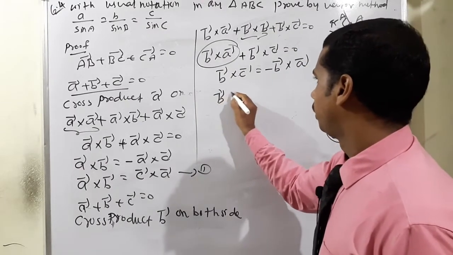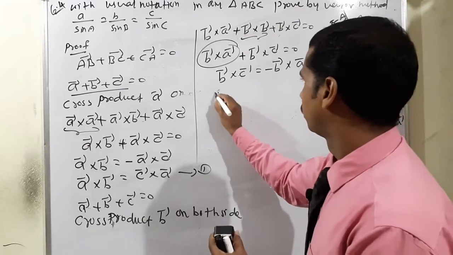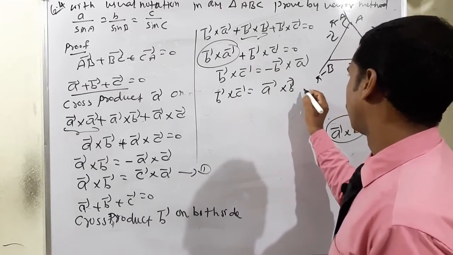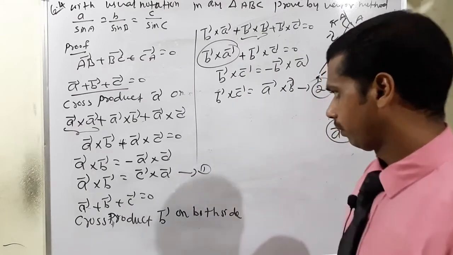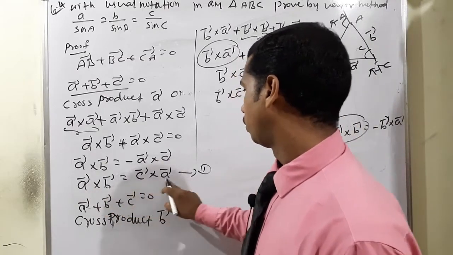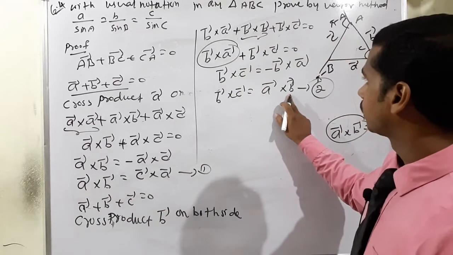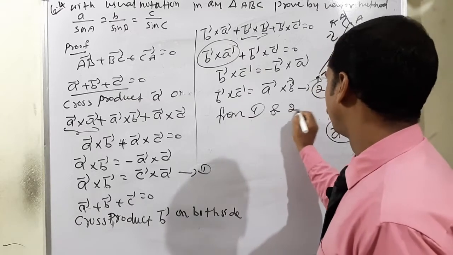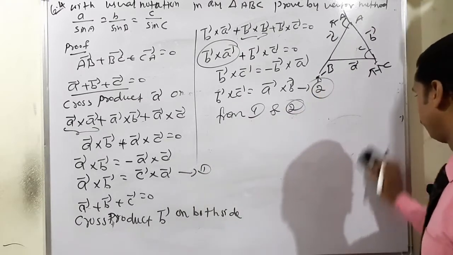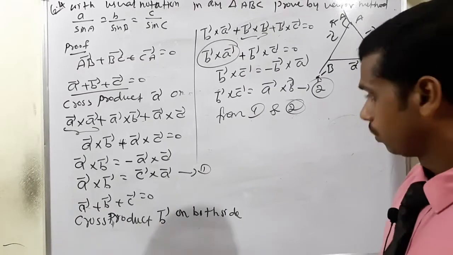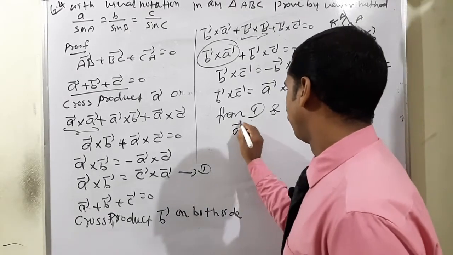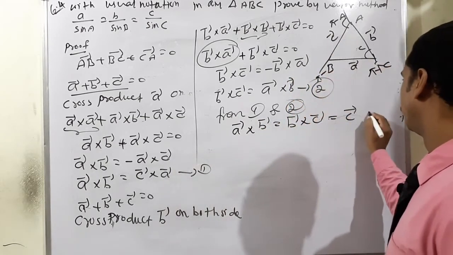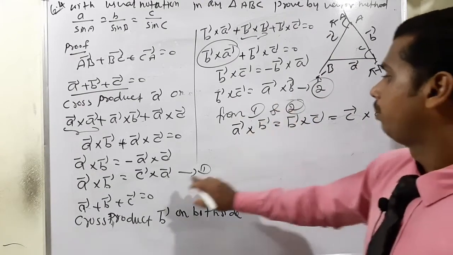Therefore b vector cross c vector is equal to, just interchanging, a vector cross b vector. This is equation 2. So from 1 and 2, a vector cross b vector is equal to c vector cross a vector, and again a vector cross b vector is equal to b vector cross c vector. Therefore from 1 and 2, a vector cross b vector is equal to b vector cross c vector is equal to c vector cross a vector. Each term will be equal now.